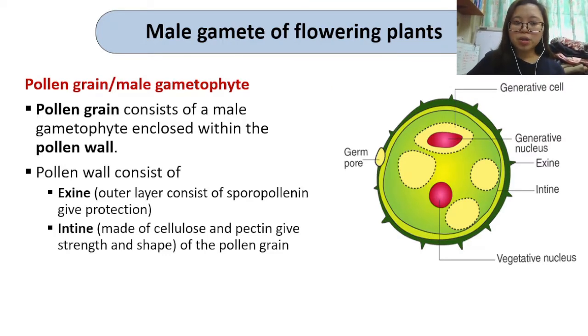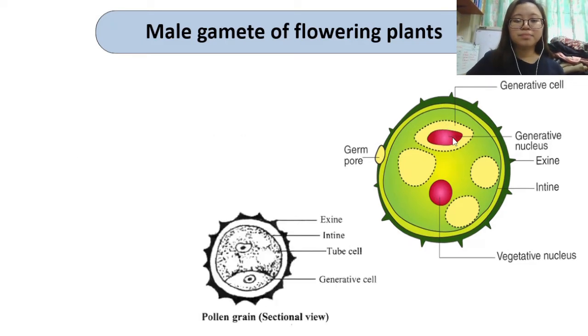Now we are talking about the pollen grain. Dari tadi saya cakap pasal debunga, inilah bentuk debunga ataupun boleh digelar sebagai male gametophyte. The pollen grain consists of a male gametophyte enclosed within the pollen wall. Pollen wall, dia ada dinding dia. And the pollen wall will consist of exine, which is outer layer, consists of sporopollenin, which give protection, and the intine, which is made of cellulose and pectin and gives strength and shape to the pollen grain. Okay, part ni tidak berapa hafal, tidak apa. Yang penting kamu tahu dia ditutup oleh sesuatu dan sesuatu itu ada mengandungi dua lapisan yaitu exine dan intine.